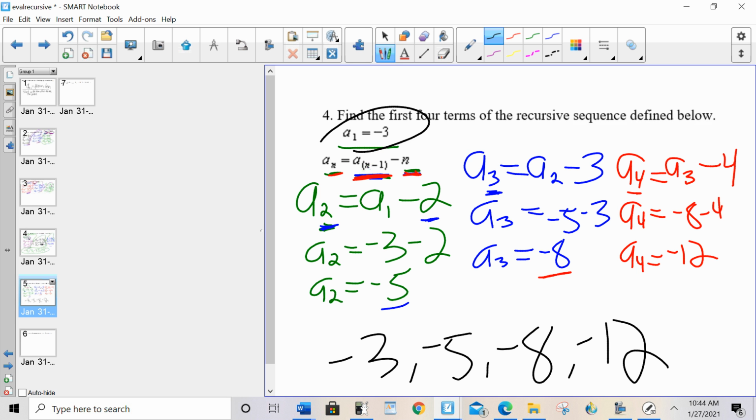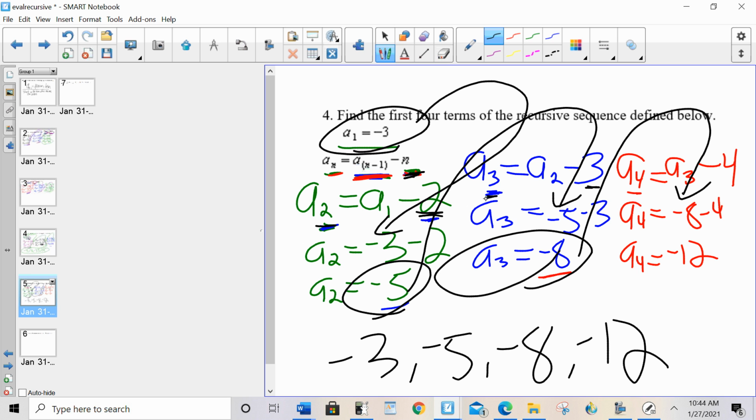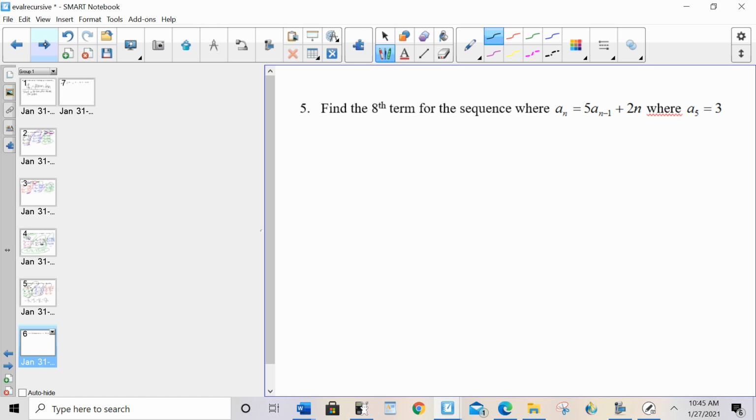And again, what I'm doing is I'm taking the first term and substituting it in to find the second term. Taking the second term, I'm substituting it in to find the third. And taking the third, I'm substituting it in to find the fourth. If there's an n, that n is going to match whatever term you're finding. That's basically all you need to know about evaluating a recursive formula.